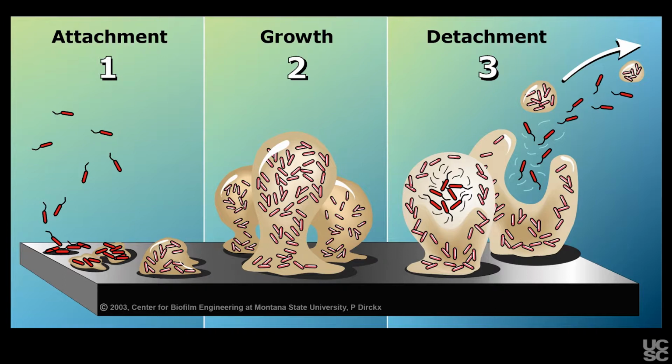The last stage is called detachment. It happens when the biofilm reaches a critical mass. So some bacterial cells or pieces of the biofilm itself can be released and be ready to colonize new surfaces and start a new biofilm cycle.